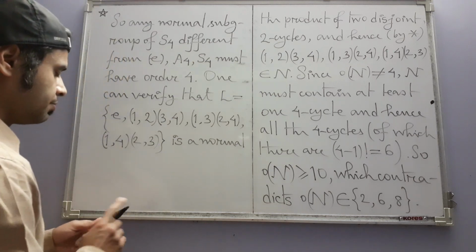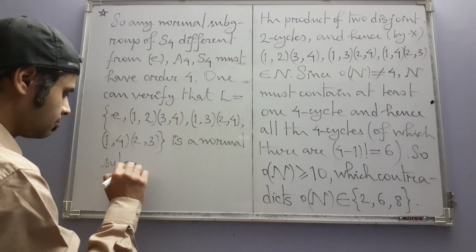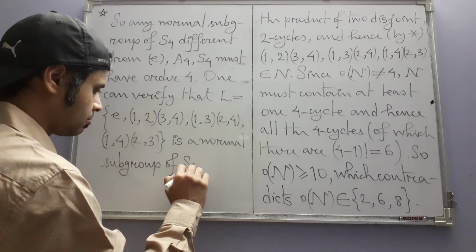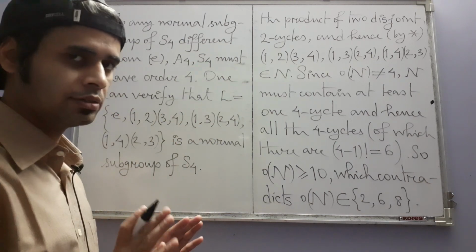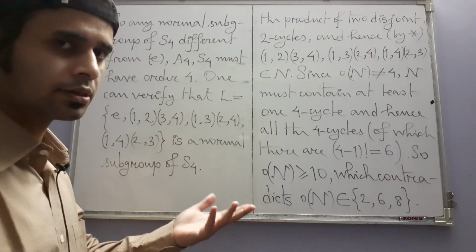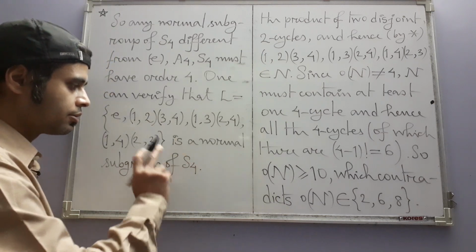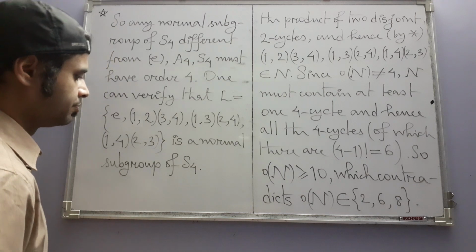This is a normal subgroup of S4. Showing that this is a subgroup of S4 is not very difficult. You just have to show that L is closed under multiplication. Finiteness then implies that L is a subgroup. But showing that it's a normal subgroup of S4 takes more effort, but I leave this to you.